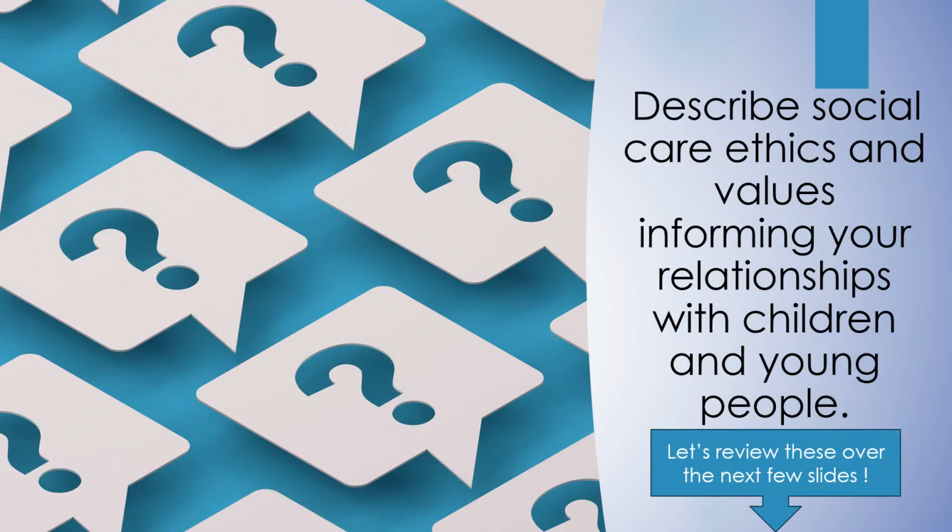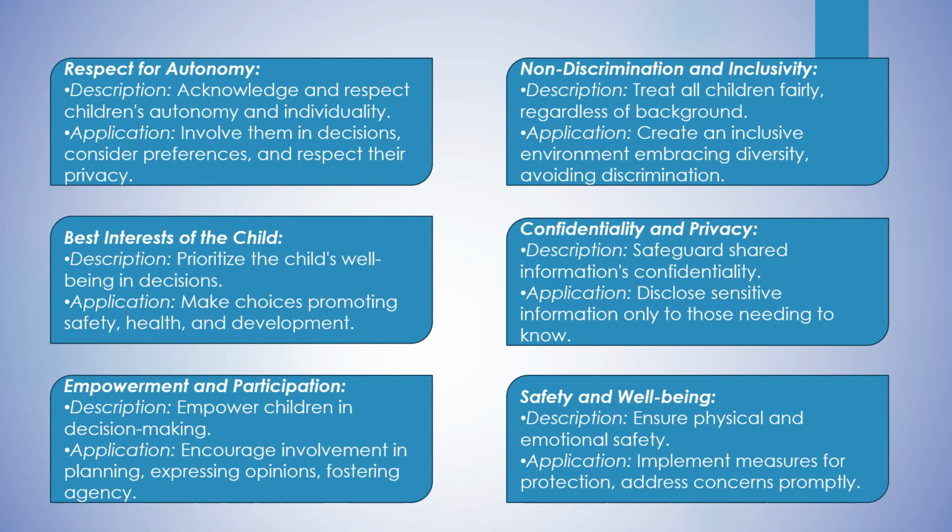Describe social care and ethics and values informing relationships with children and young people. So I'll put these over the next few slides. But social care and ethics is all about these following categories. You can example this very easily. So it's being respectful of autonomy. So encouraging the child to voice their own feelings and opinions and make choices and decisions for themselves. We're going to ensure we're non-discriminative and inclusive wherever possible, treating the child fairly, regardless of their background. That's another part of the social care ethics.